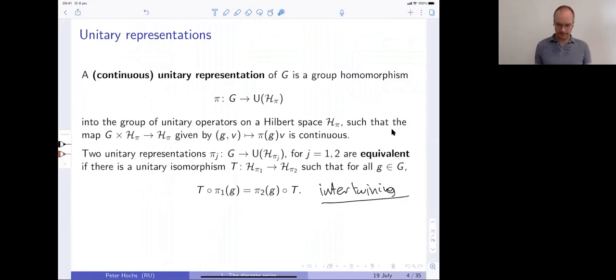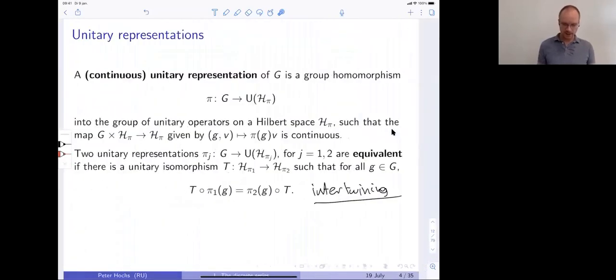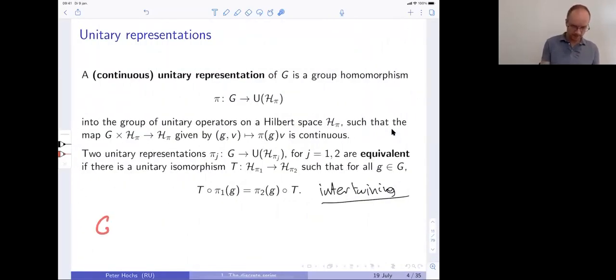And okay, the notation for the equivalence class is not yet surprised. So G hat, G with a hat, is the set of equivalence classes of unitary. Oh, sorry, no, I'm going to say this later. Apologies.